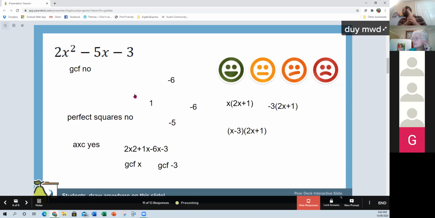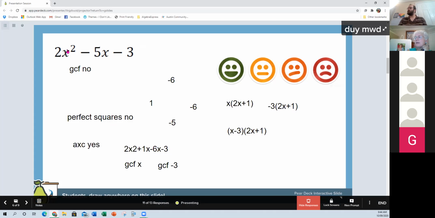Yeah, so they got the right things here. They said 2x² plus x minus 6x minus 3. And then they broke that down. They said the GCF of this piece right here was x, so x times 2x plus 1. The GCF of this part right here is -3, so that would be -3 times 2x plus 1. So the whole thing factors to be x minus 3 times 2x plus 1.